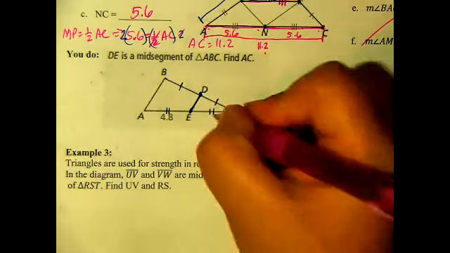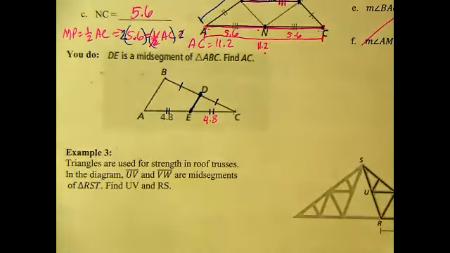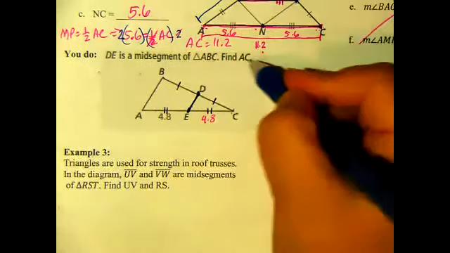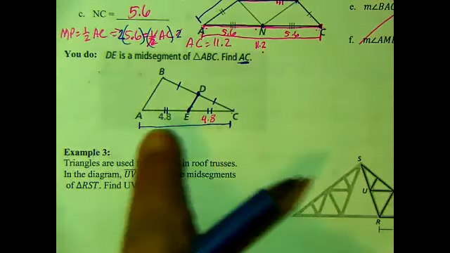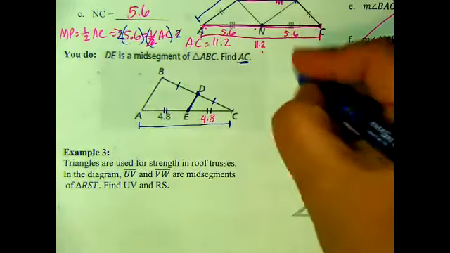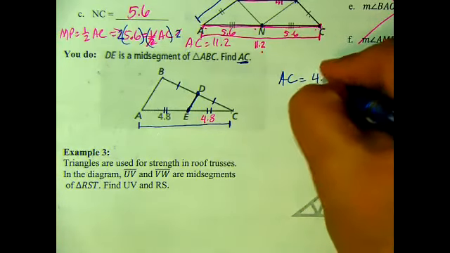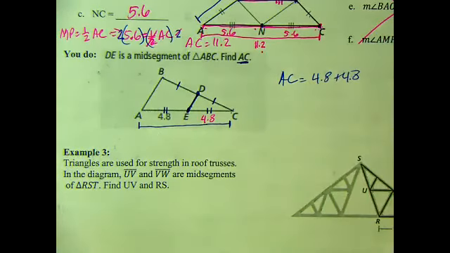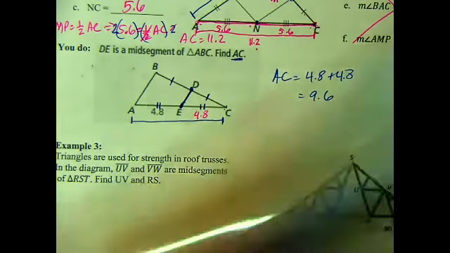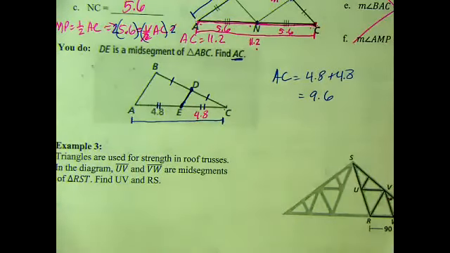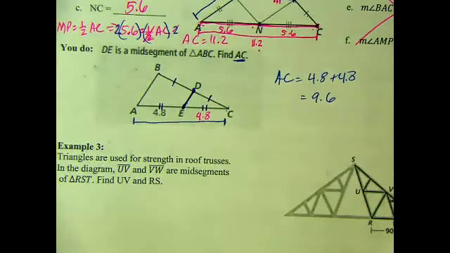All right, so yes, that means this guy is 4.8 as well. So if I want AC from here to here, all I have to do is add these two, right? So AC is going to equal 4.8 plus 4.8 for my two halves there, which will give me 9.6. So AC is simply 9.6.